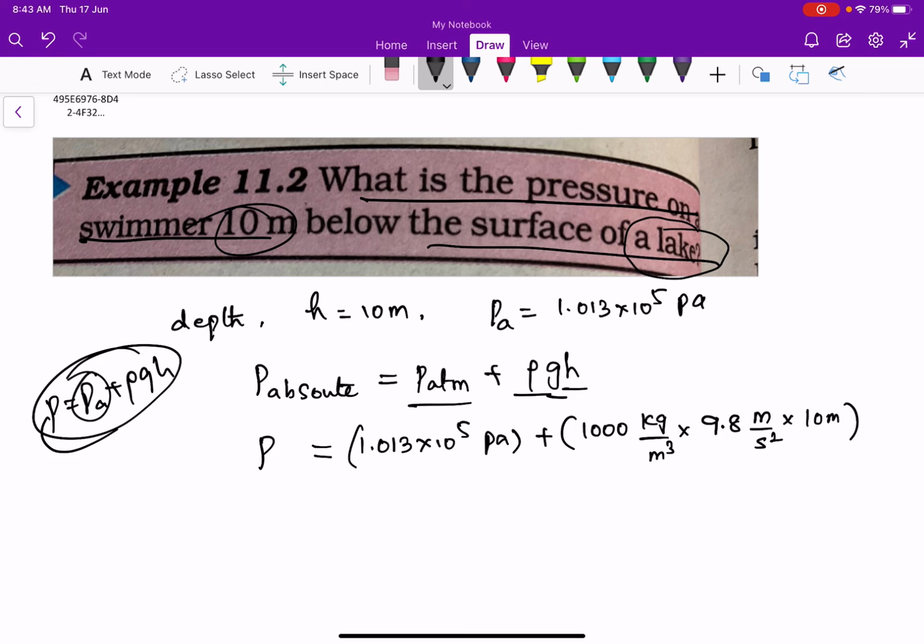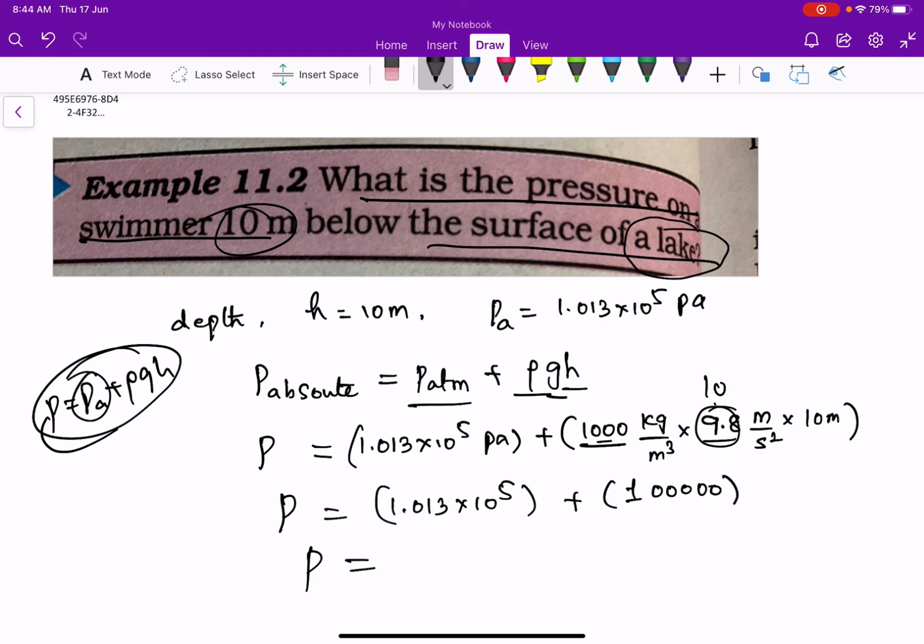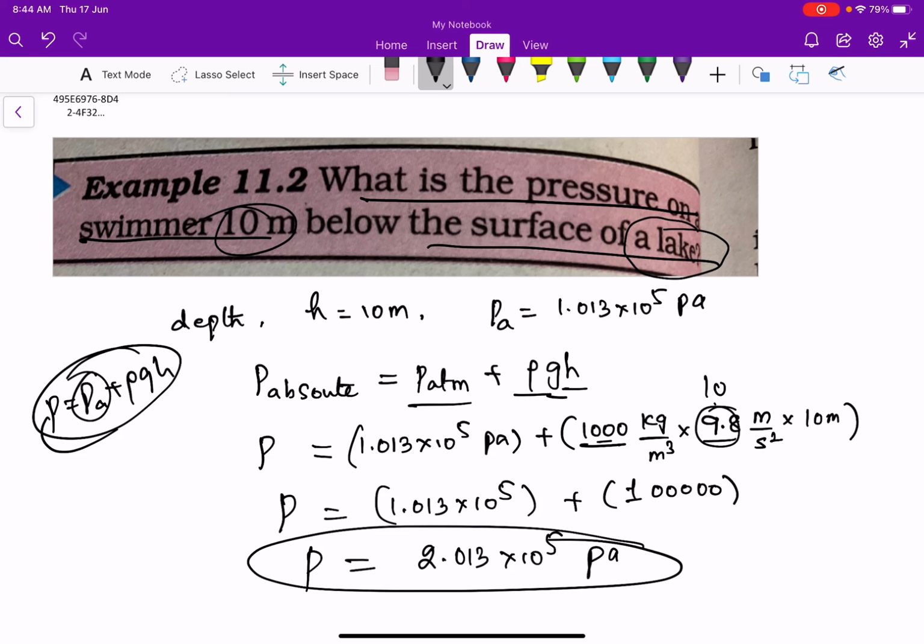By calculating this, you will get 1.013 into 10 to the power of 5 pascals plus 1000 into 9.8, or we can consider it as 10. 1000 into 10 is 10,000. 10,000 into 10 is 1 lakh. By adding these two, you will get pressure P, where 1 lakh is 1 into 10 to the power of 5. 1 plus 1 is 2, so 2.013 into 10 to the power of 5 pascals is the answer for this question. Okay.